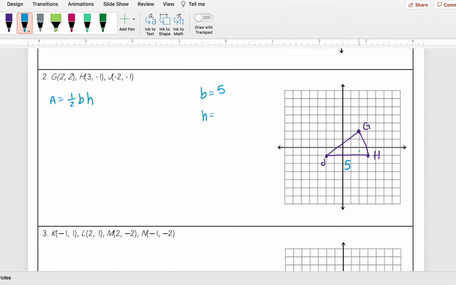And then again, my height is that vertical line that's perpendicular to the base. So that's going to go from G all the way down here. You always just want to take that top vertex from your triangle and make a straight line down to your base. And I see that that length is 1, 2, 3. So I get that my area is equal to 1/2 times B, which is 5, times H, which is 3. 5 times 3, I get 15. And so when I take half of 15, I get 7.5 units squared.